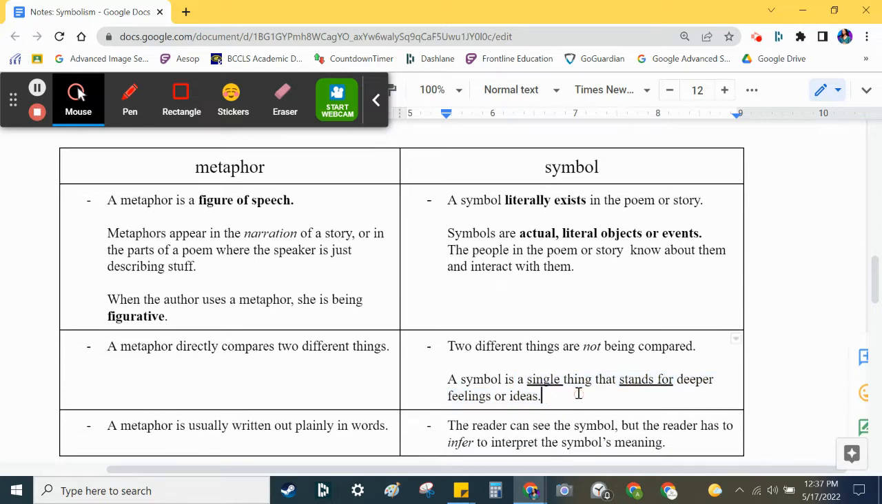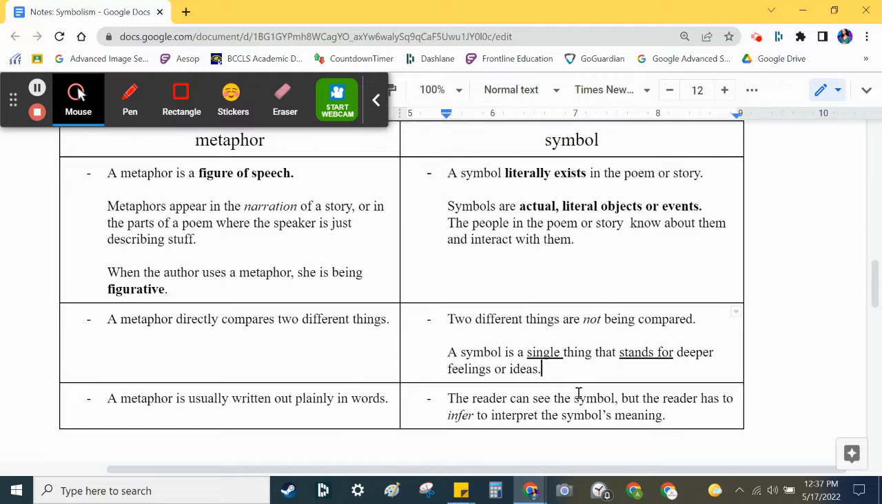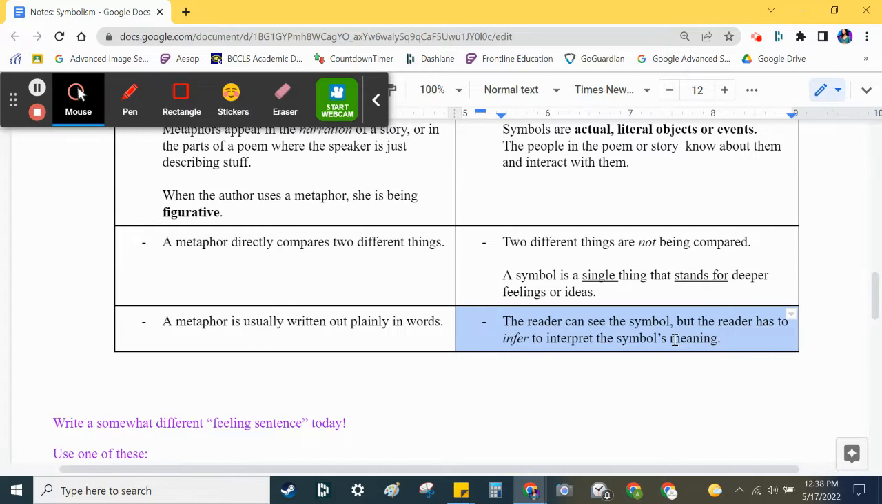So the author shows the black cat walking across the road, and you, as the reader, infer that the black cat represents bad luck for the characters that they don't know about. In a metaphor, the comparison is written out plainly. Her eyes were as dark as the black cat's, right there on the page. But with a symbol, the only part that's right on the page is the symbol itself. Like the black cat crossed the road. What it stands for, you have to come up with on your own.